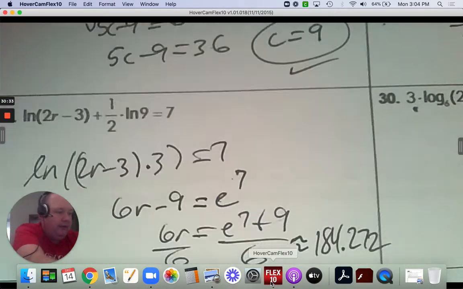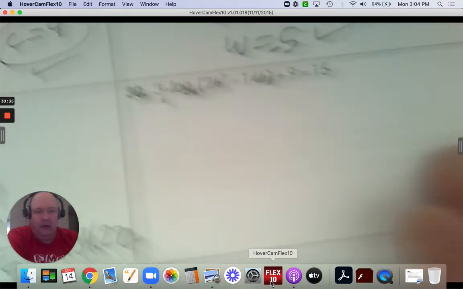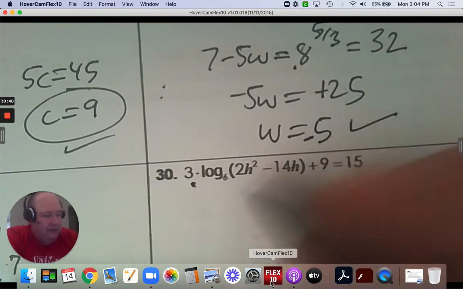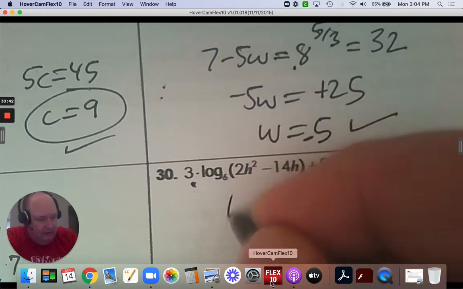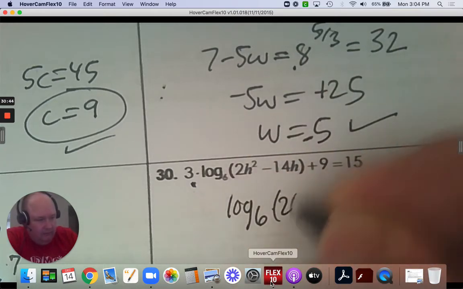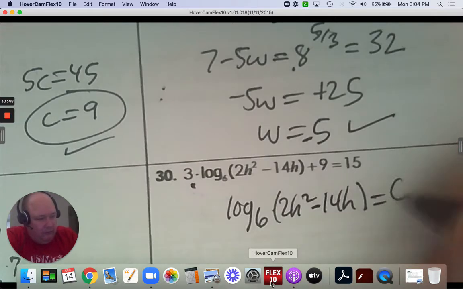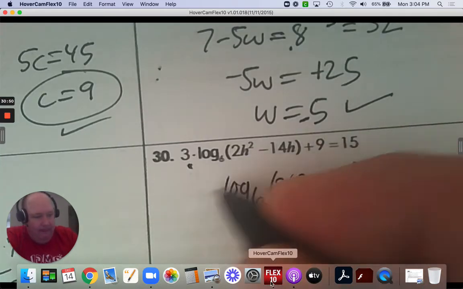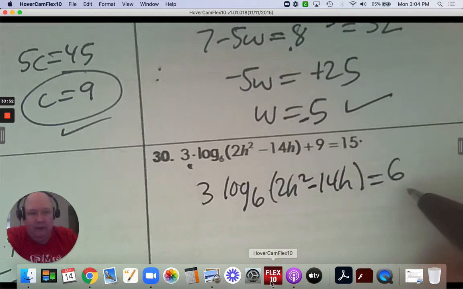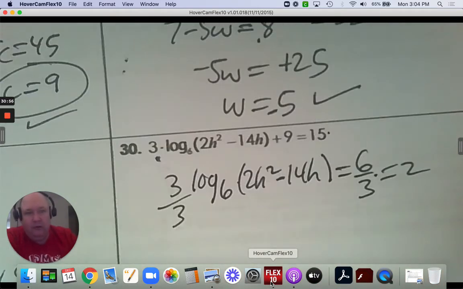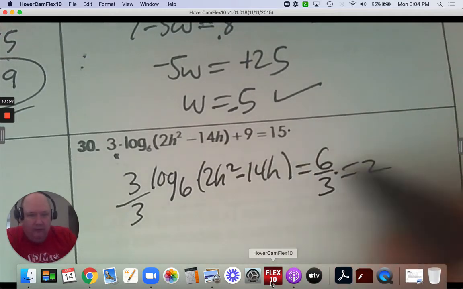In number 30, again, we're going to write this as one logarithm. So that is an exponent, but I'm not even going to do that. I'm going to subtract 9. I don't need to put it inside the logarithm. So I'm going to subtract 9. And 15 take away 9 is 6. And then divide by 3. So you get 2. Now we're going to write this as an exponent.